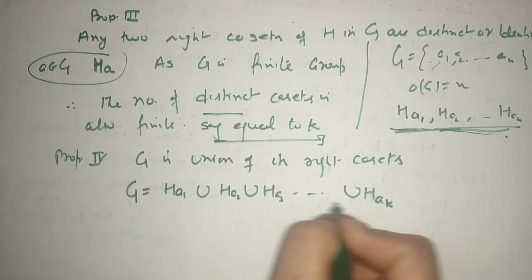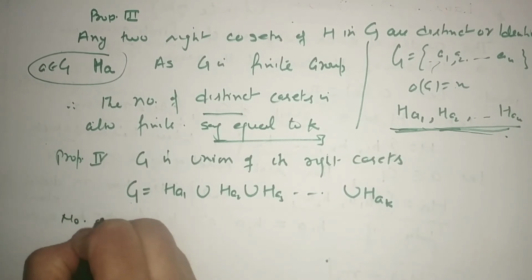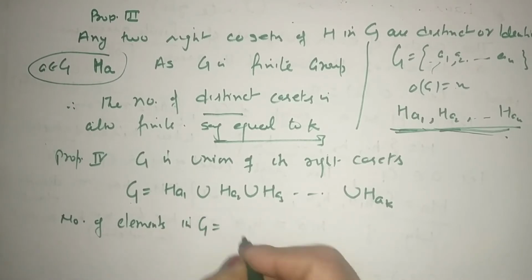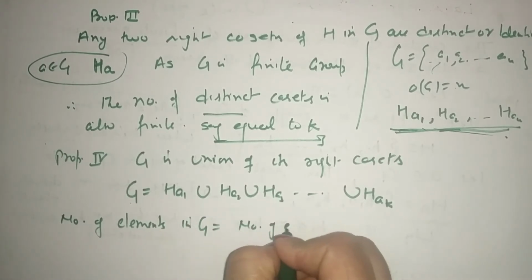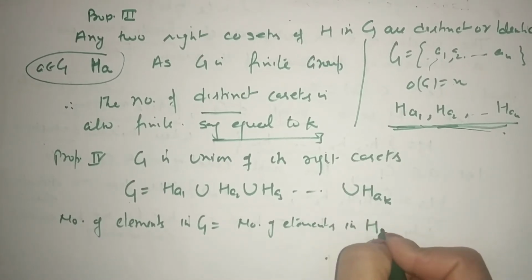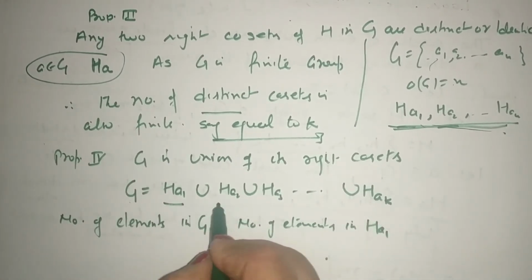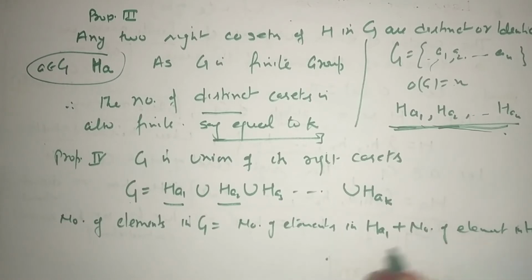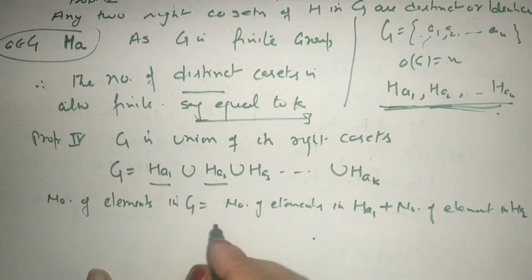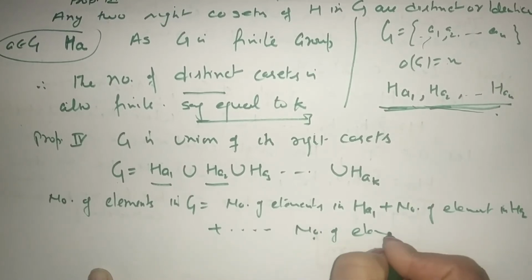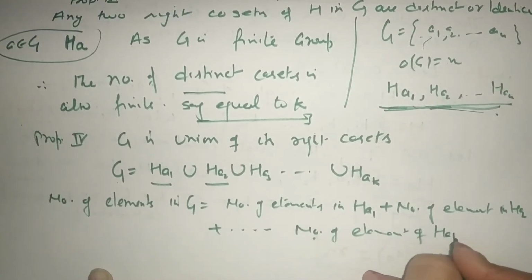Now if G is the union of these, then the number of elements in G is equal to the number of elements in HA1, plus the number of elements in HA2, plus and so on, the number of elements of HAK.